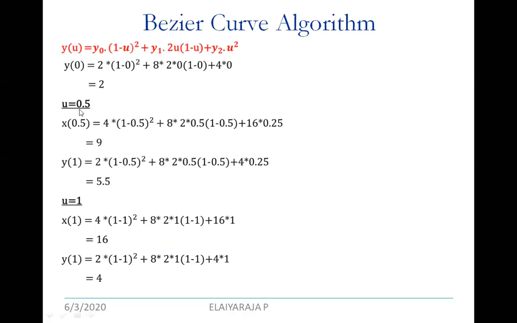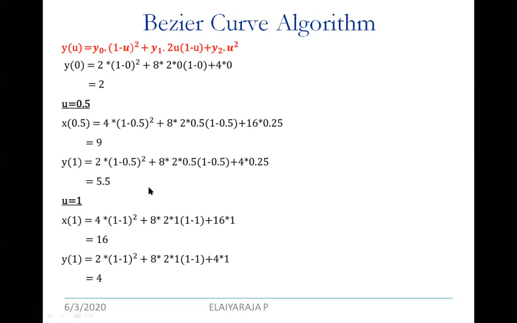Then it travels to the next point, u equal to 0.5. When it travels to u equal to 0.5, apply the equations in x of u. So x of u at 0.5, where 1 minus u is 0.5, and when you solve this, you will get the value x equal to 9 and y equal to 5.5. Similarly, u equal to 1, the value is 16 comma 4.